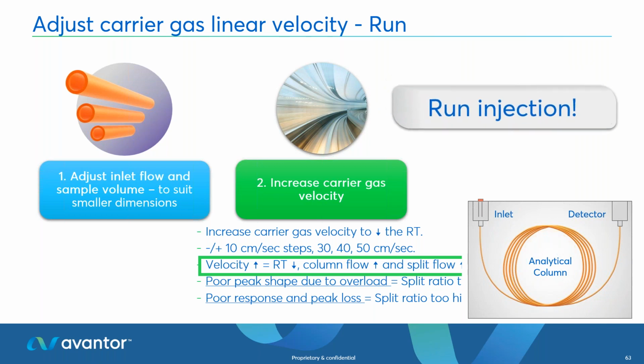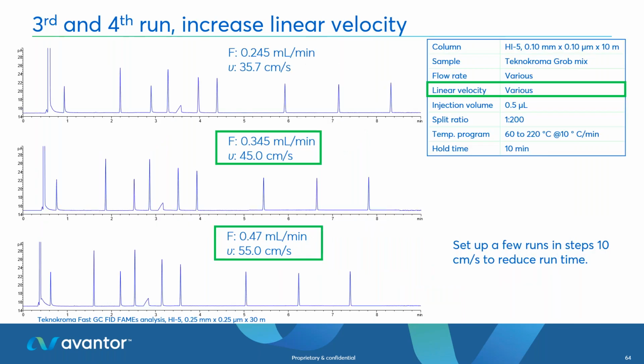Then we run another injection. And you can see that we have various linear velocities, and you can see that the flow is changing. So we go from 0.25 to start, then we go to 0.345 mL per minute as we get faster and faster with the velocity. And we can see that the retention time is reducing. So you can set up a few runs, adjust the velocity, and then see which one gives you enough of a retention time reduction without losing too much resolution on your peaks.